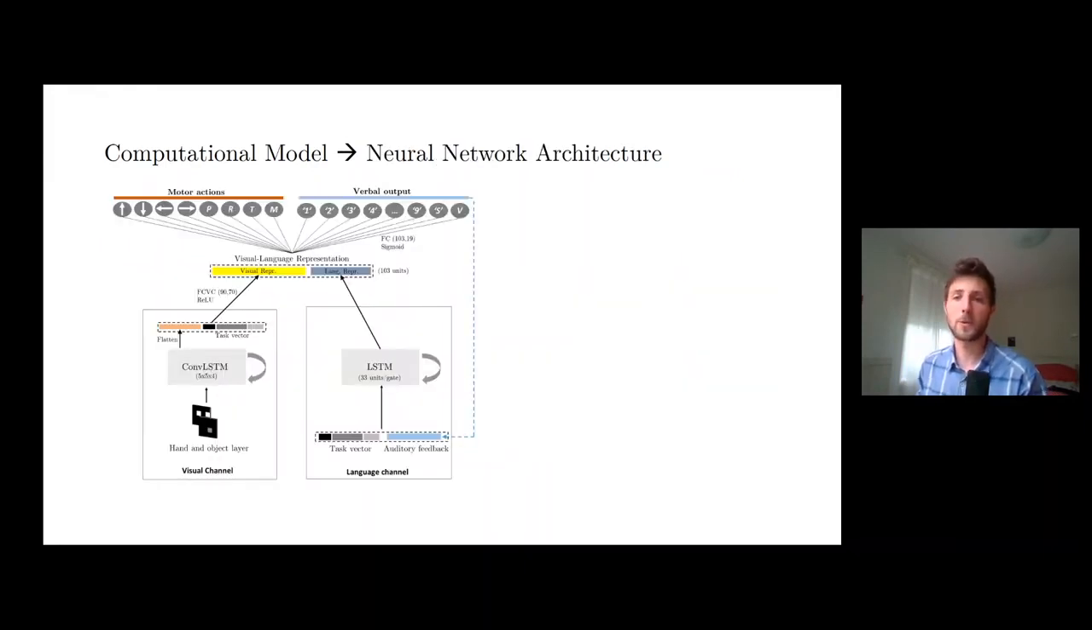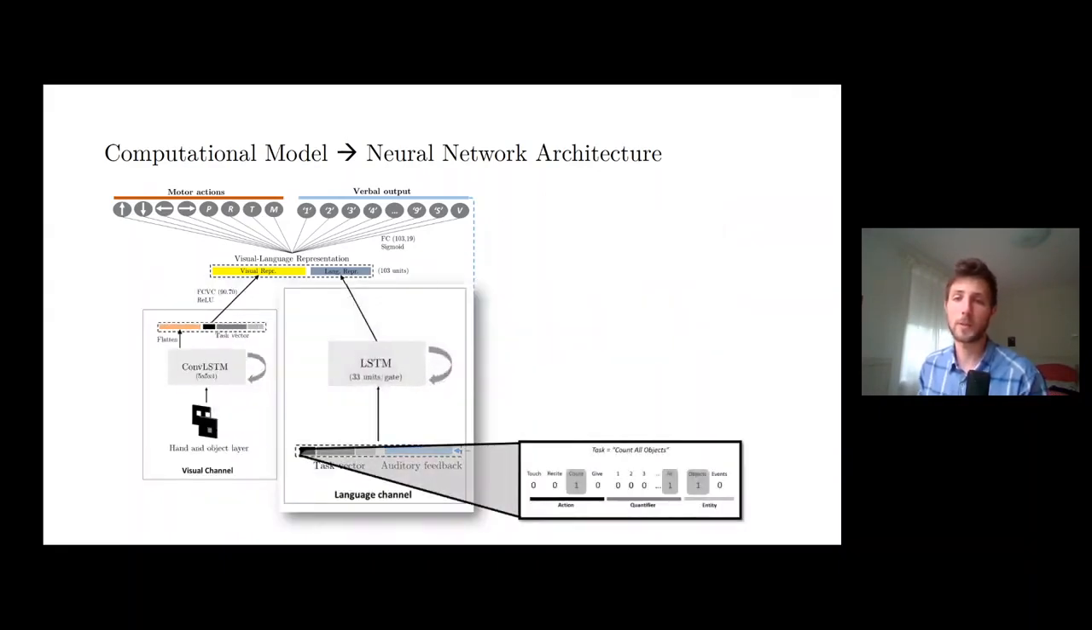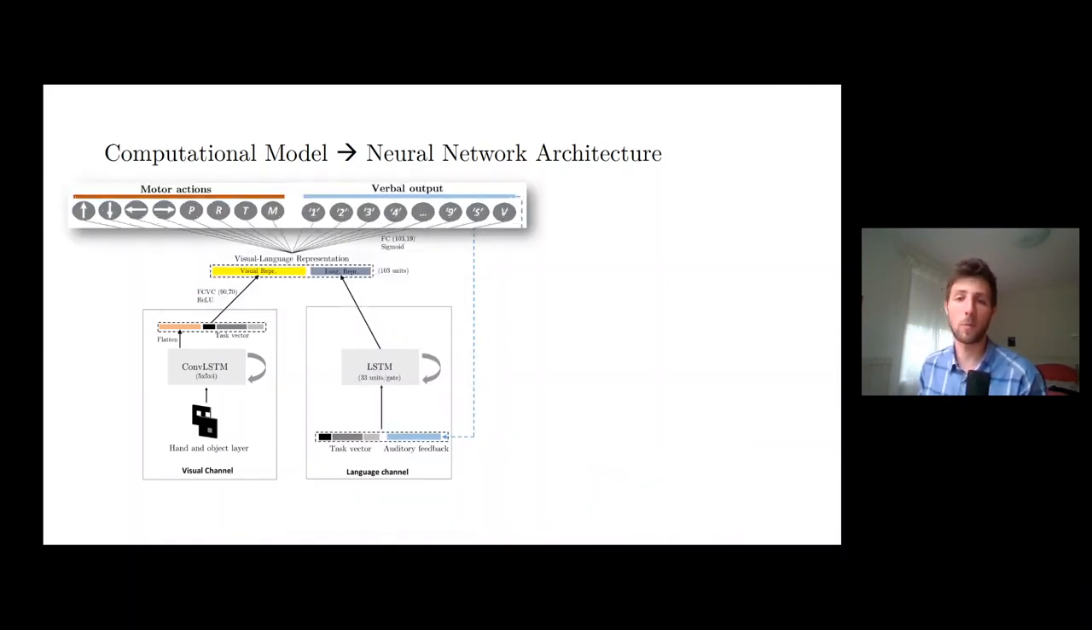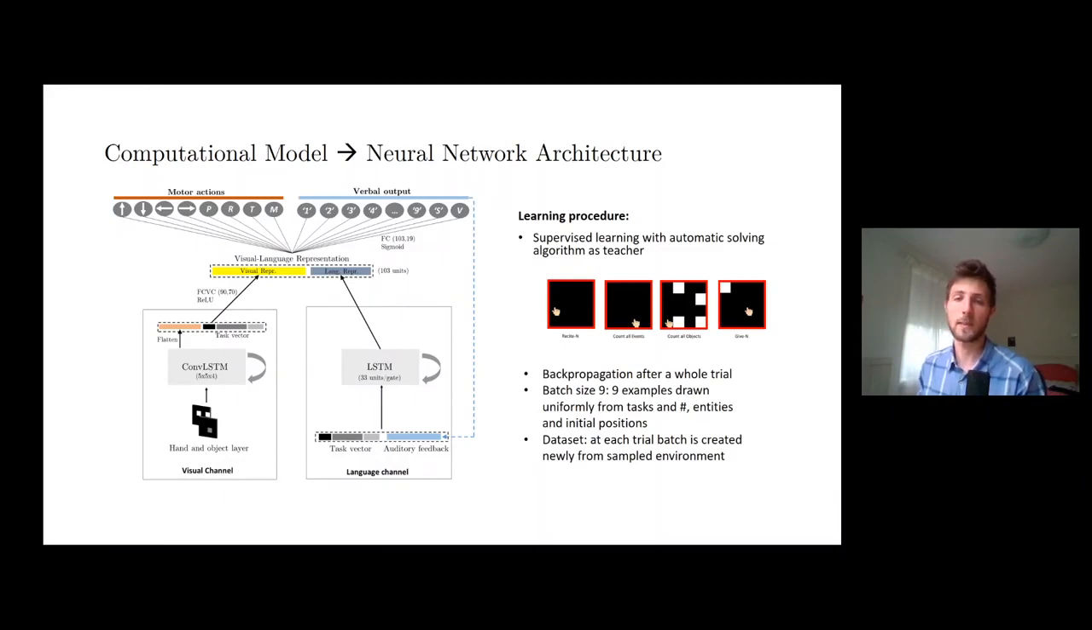The neural network we use to train on these tasks is depicted here. The key components of the network are the visual channel, which receives the visual input, and the language channel, which receives the task instructions, as well as an echo of the verbal output from the last time step. The channel's concatenated representation is then mapped to a motor and a verbal output. This network is then trained with a standard supervised learning scheme, where the automatic solving algorithms are providing the teaching signal. In the following, we try to understand which internal mechanisms the network learned to solve all these tasks.